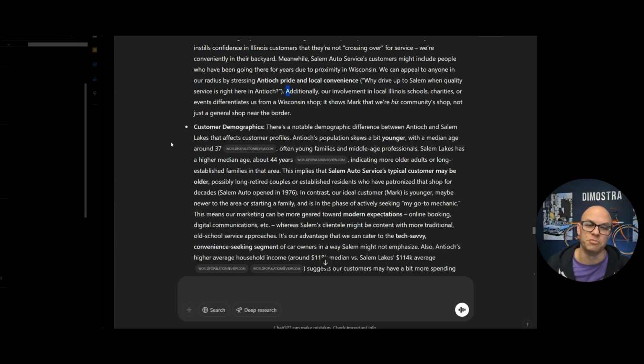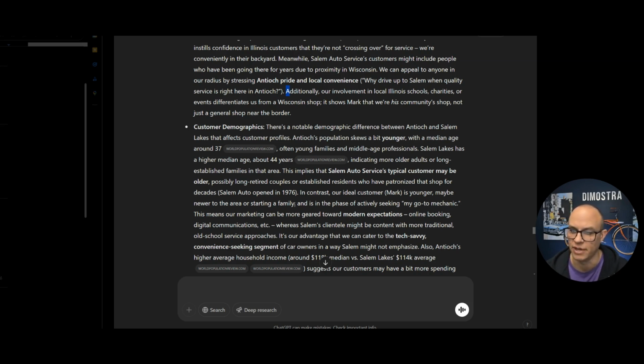Also, here's some great community information, which is really fantastic. It's talking about the difference between Antioch and Salem, where Antioch's population skews a bit younger with the median age around 37, often young families and middle-aged professionals. Salem Lakes has a higher median age of about 44 years, indicating more older adults or long-established families in the area. This implies that Salem Auto Service's typical customer may be older, possibly long-retired couples or established residents who have patronized the shop for decades.